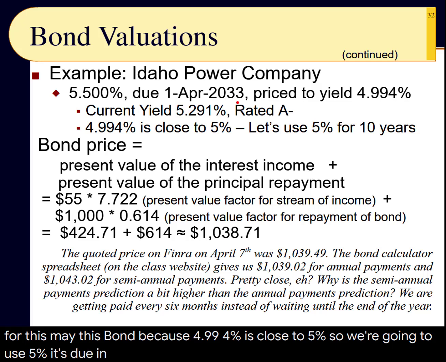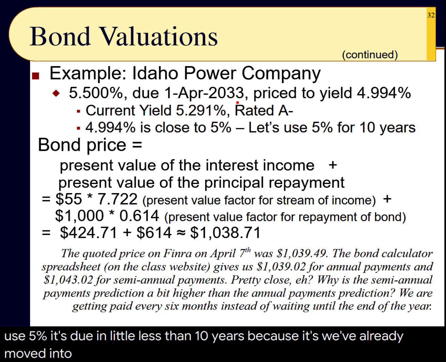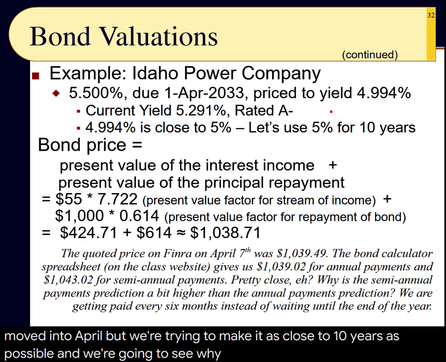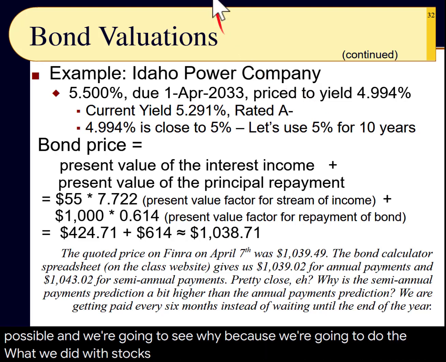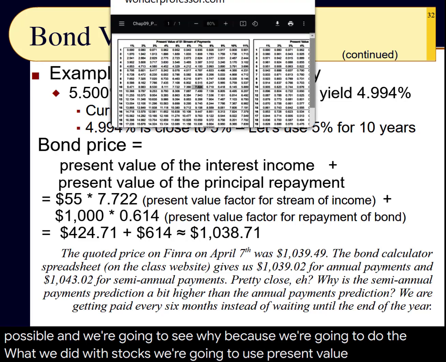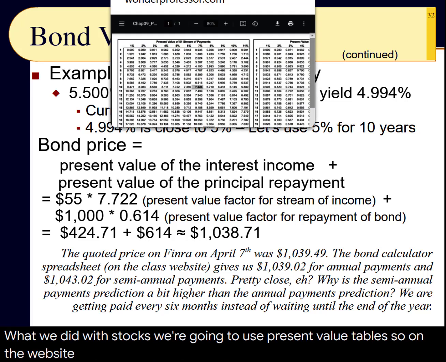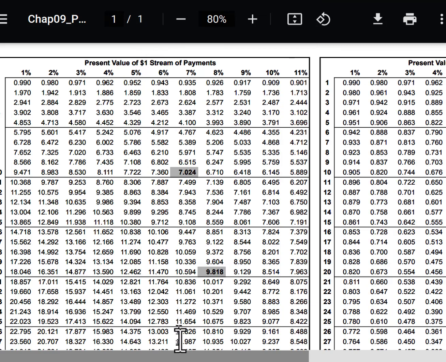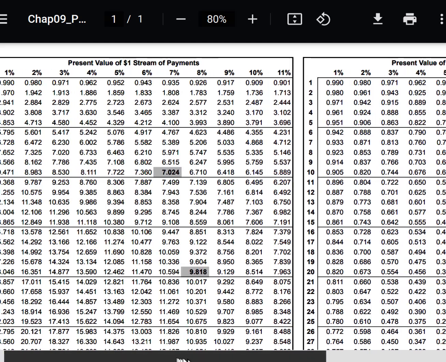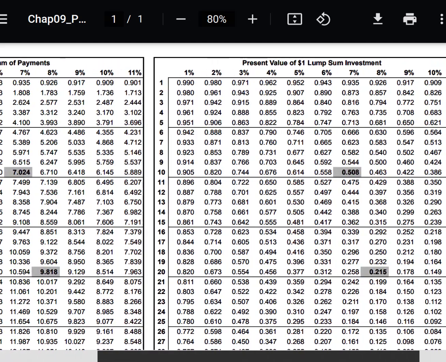It's due in a little less than 10 years, because we've already moved into April, but we're trying to make it as close to 10 years as possible. And we're going to see why. Because we're going to do the exact same thing manually that we did with stocks. We're going to use present value tables. So on the website and in Canvas, you will see these present value tables for Chapter 9. Now, they are multiple. There are 2 of them.